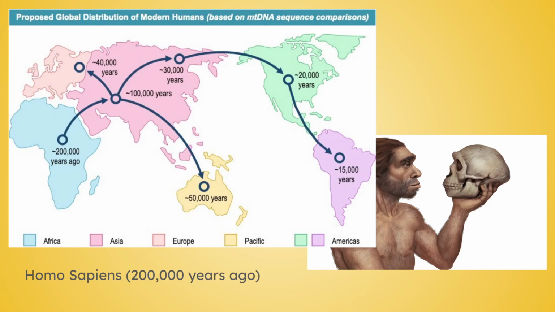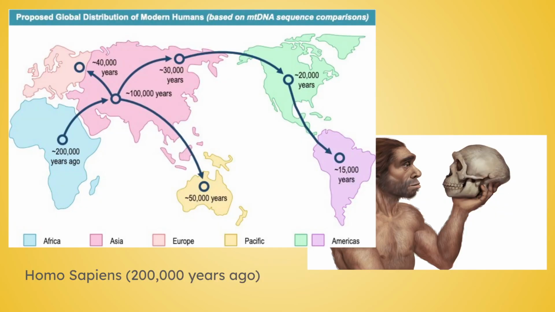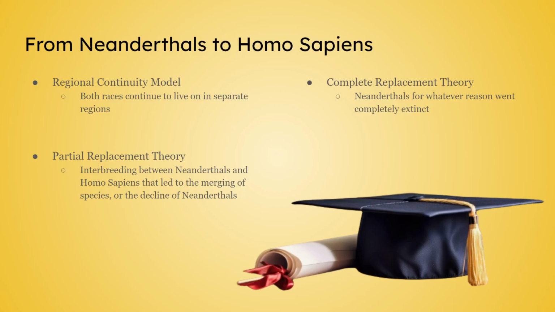And so the next slide here that I have is what happened to the Neanderthals. So there's three theories for this. There's the regional continuity model, which basically suggests that both races continue to live on in separate regions. So they're different races. But that doesn't make sense from what we learned here, in which all humans are related genetically. So that doesn't make total sense if we remain separate. But you could also say with the complete replacement theory that the Neanderthals just died out, and the Homo sapiens are just all that remains.